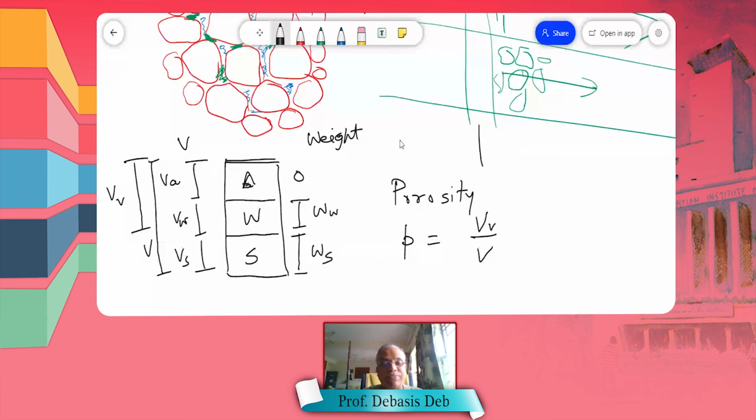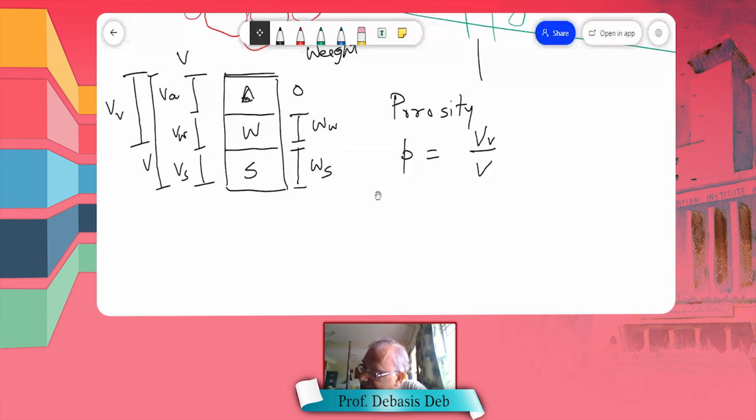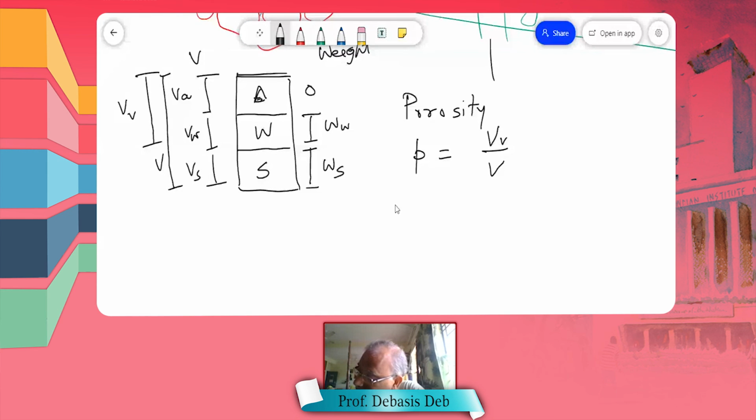Now, second definition is void ratio, and this is defined by e. Basically, this is defined by e. This is volume of void by volume of solid. See, this is a ratio. So volume of void divided by volume of solid.